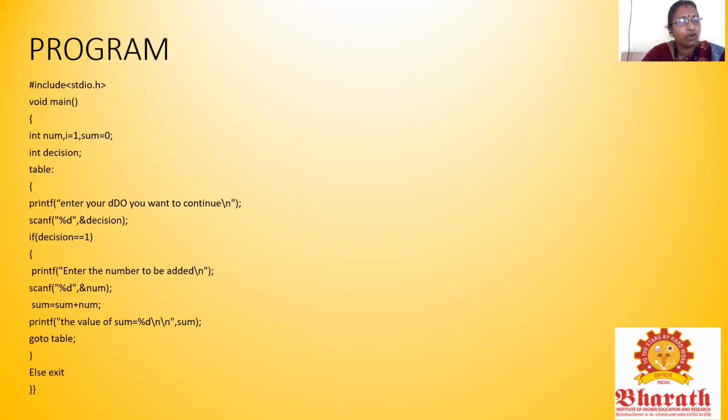So this is the corresponding program. What we are doing now, we are initializing the variables: num and i are integer variables, i initialized as 1, sum equal to 0, and decision. Decision is an integer variable, and we want to get the input, so we are scanning the decision value. Decision is equal to 1 now, print enter the number to be added, scan the number. So sum equals sum plus number, and then the sum value. Then again go to the goto label. Then the statement, print enter, do you want to continue? Yes, until I press 1, I'll be getting the input, adding the value to the sum and outputting the sum value.